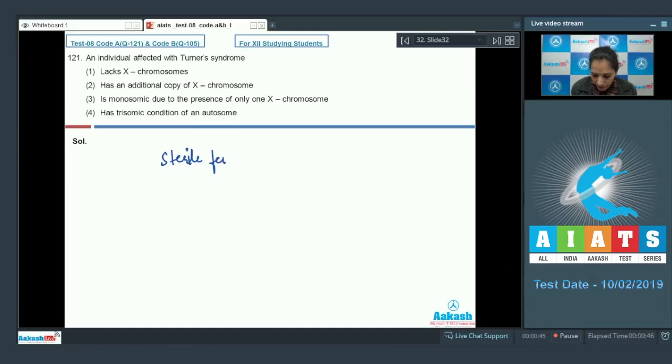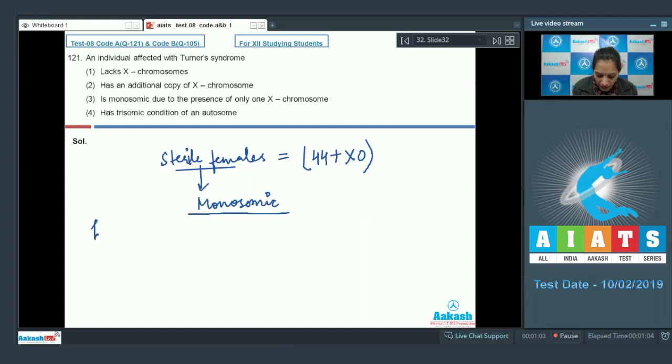sterile females with chromosome constitution 44 plus XO. So, these females are monosomic because human females have chromosome constitution 44 plus XX if they are normal. But this X is not present. There is a loss of this X which leads to a condition of Turner's syndrome.